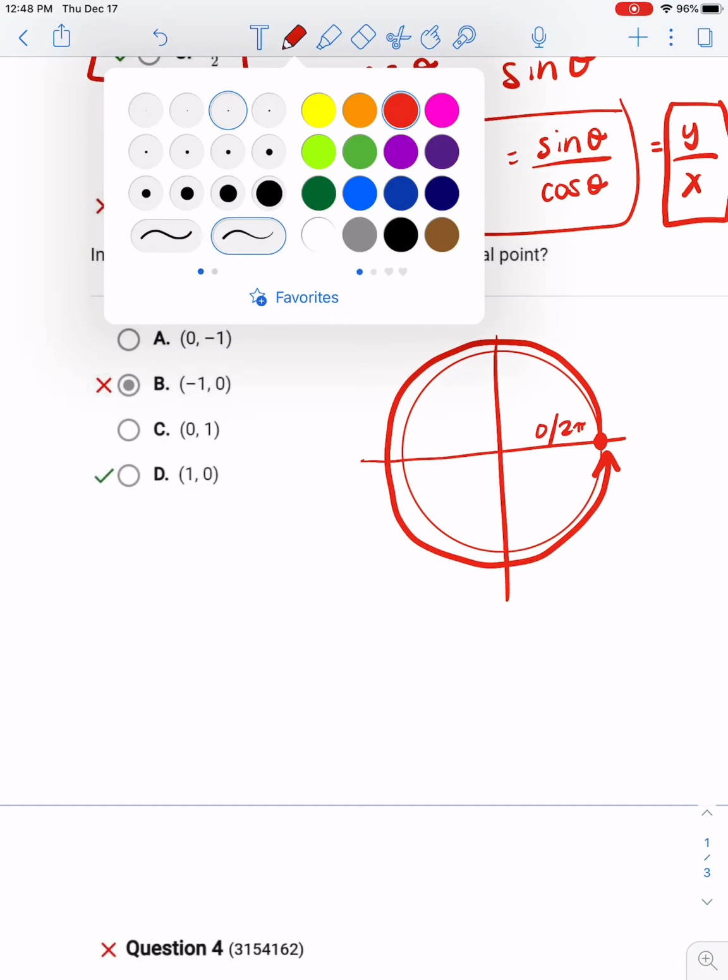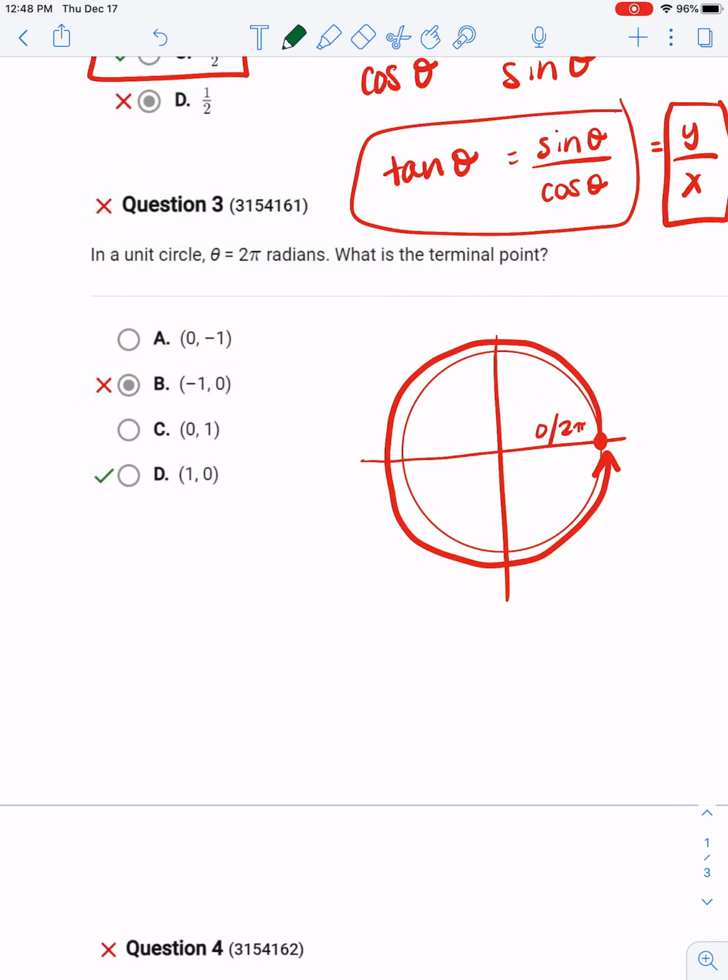It's asking for the terminal point. So what's the ordered pair? This would be the point 1, 0. So on the unit circle, if this is your point, now that we know it's 2 pi, we know the radius of the circle is 1, so basically that's just going right 1 on the x-axis. So it's the point 1, 0, okay?